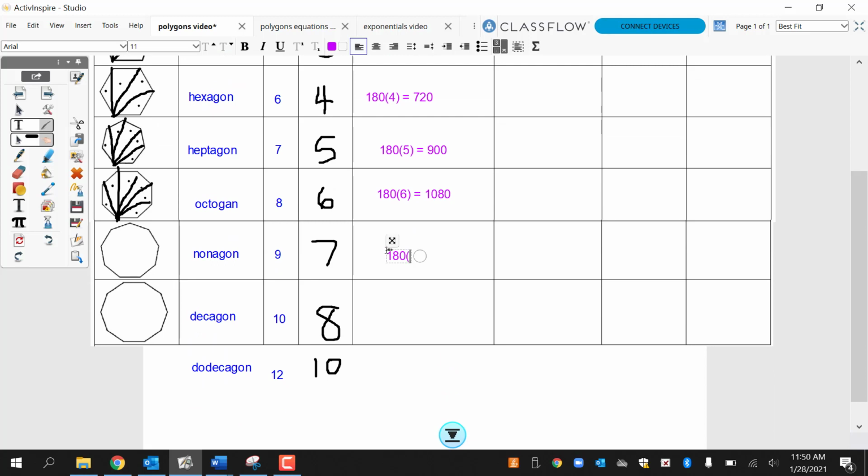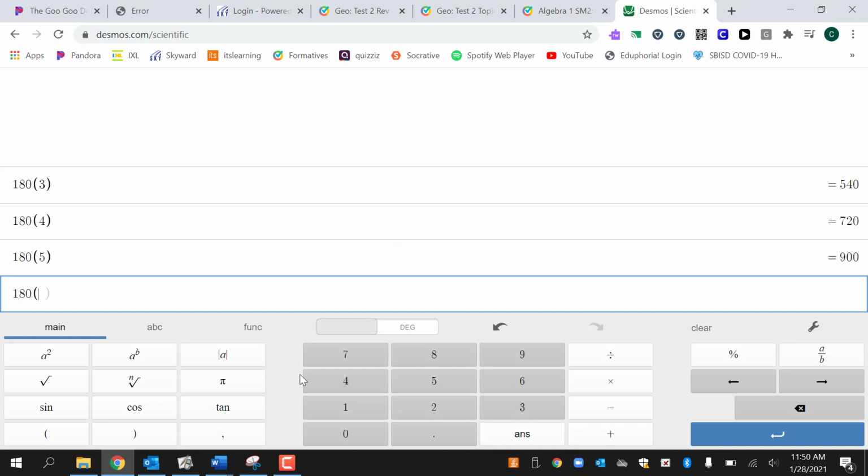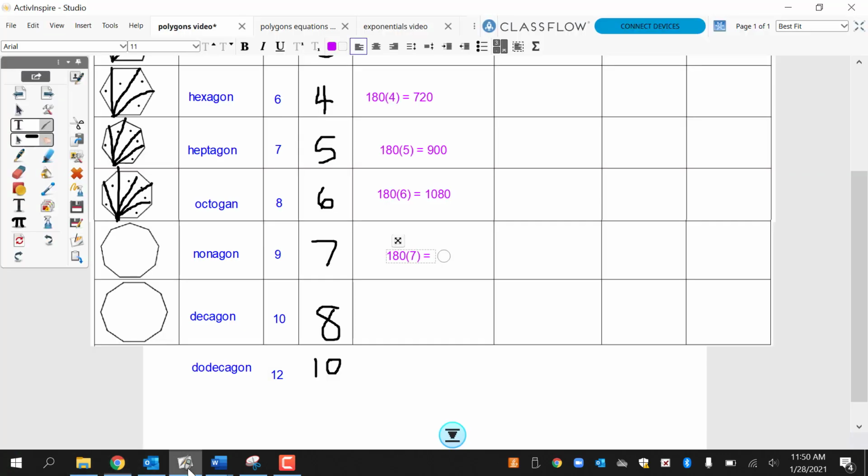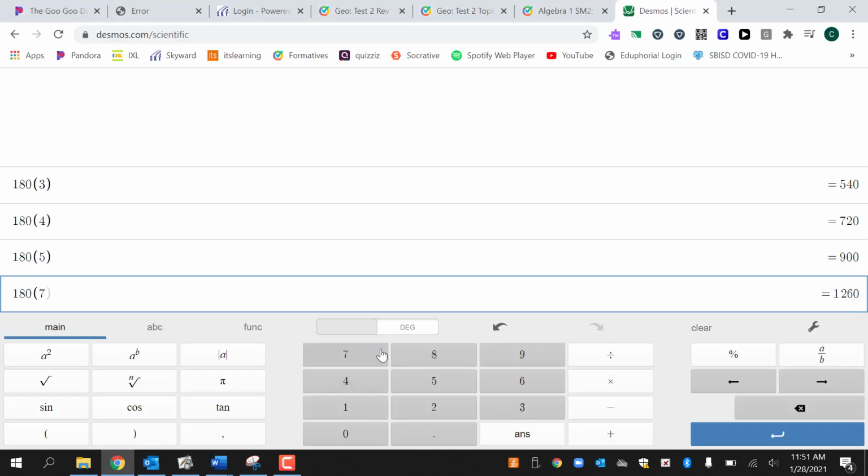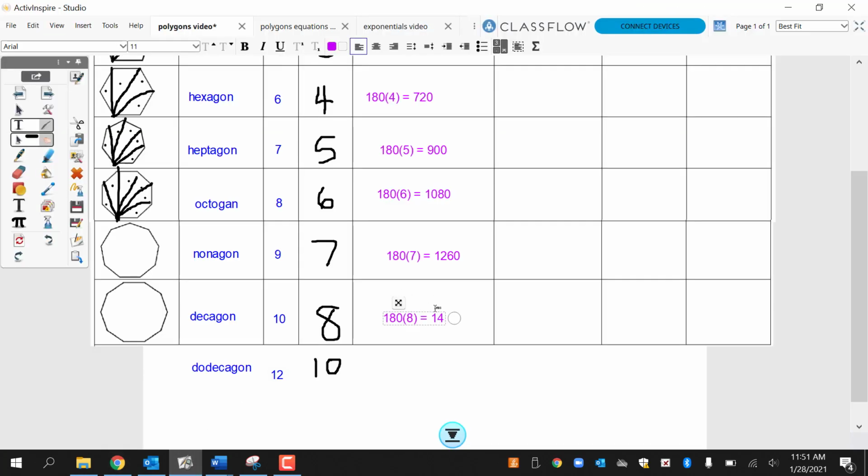180 times 7 is 1260. Decagon. 180 times 8 is also something. So if you're going to answer a question like this on a test, I would have to see you actually figuring it out, writing down 180 times 8 equals 1440. That's why I'm telling you, you need to pay attention to how I'm getting these numbers.